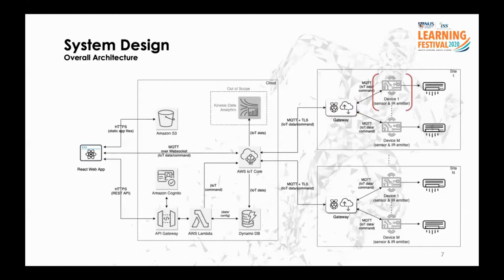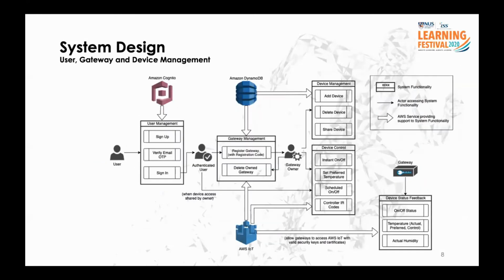The controller device is the direct interface with the aircon unit. We have selected Raspberry Pi Zero WH due to its low cost, built-in Wi-Fi capability for easy wireless communication with the gateway, and easy integration with the various sensors and actuators. Here, we look at how the users, gateways, and devices are managed in the system.